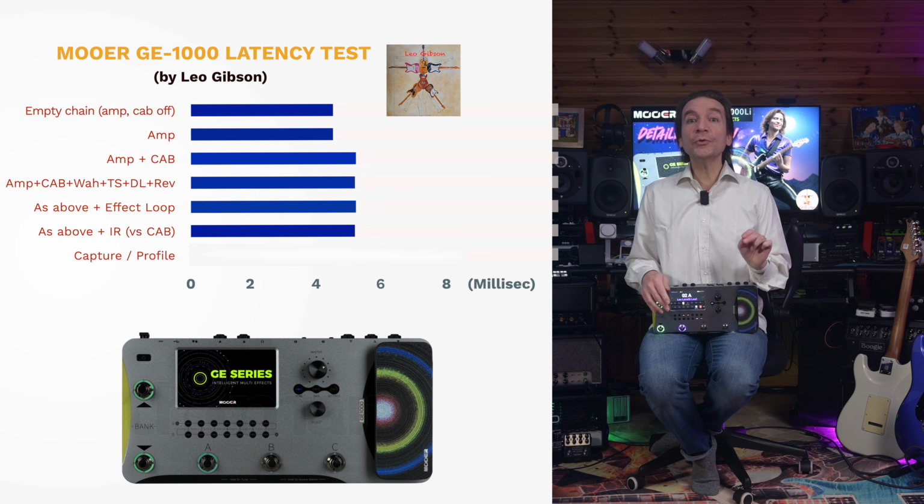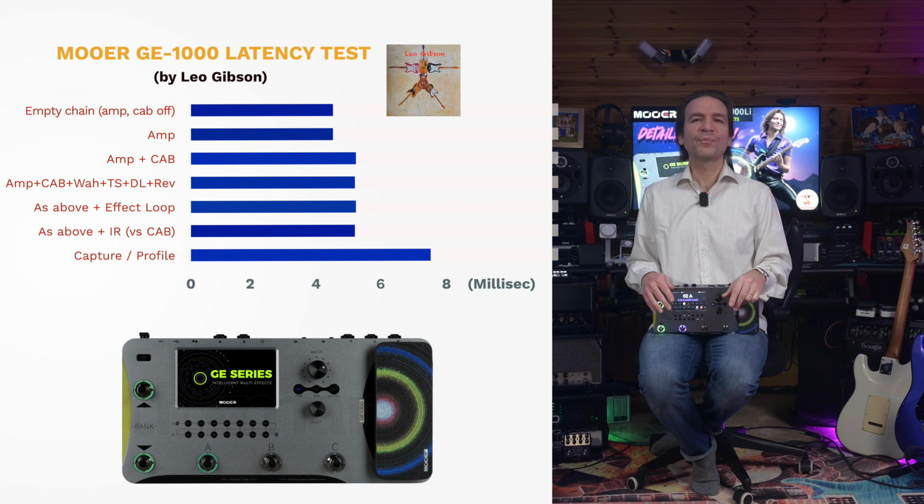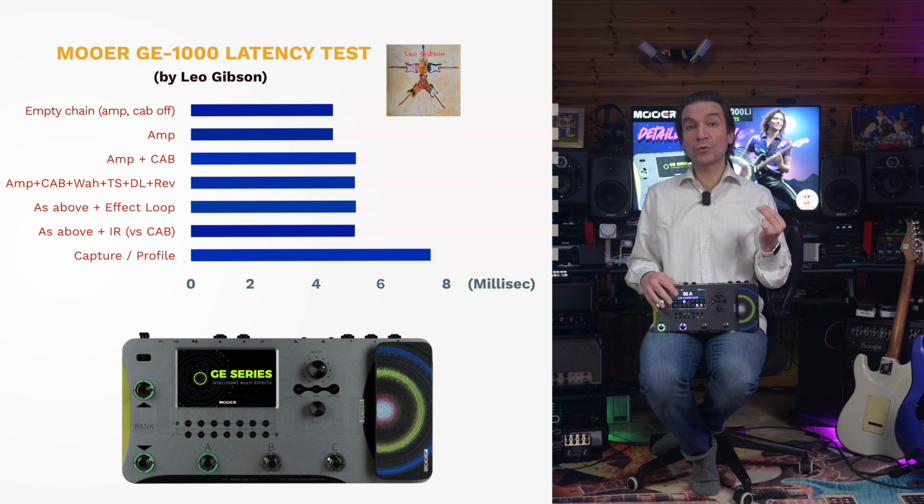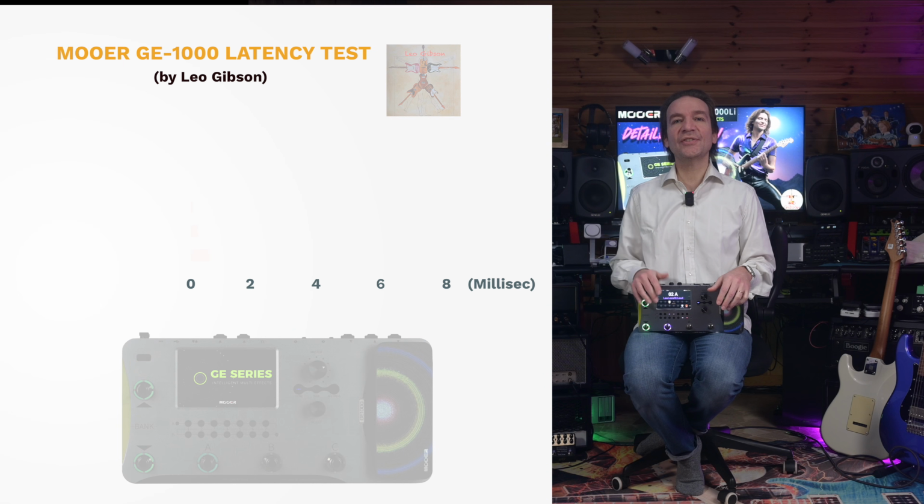Second, if we use a capture instead of an amp and a cab block, the latency increases. In fact, a chain with just a profile takes 7.8 milliseconds. I didn't expect it, as I thought that the capture was more efficient than an amp and a cab block, but actually it is more latency intensive.